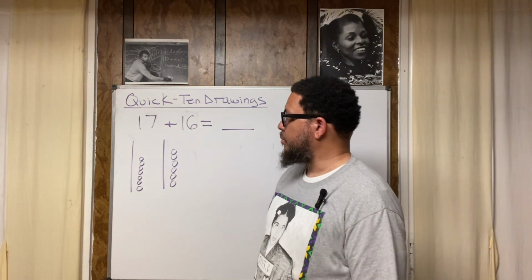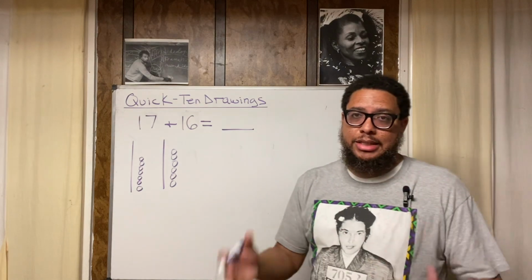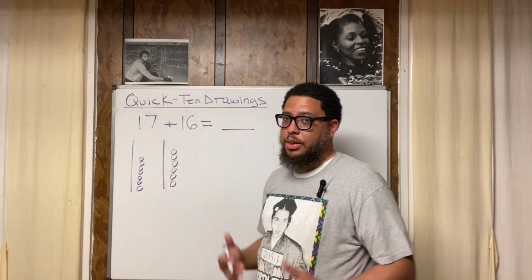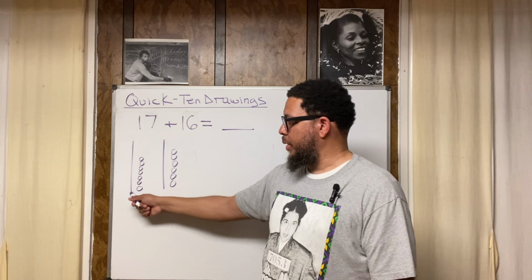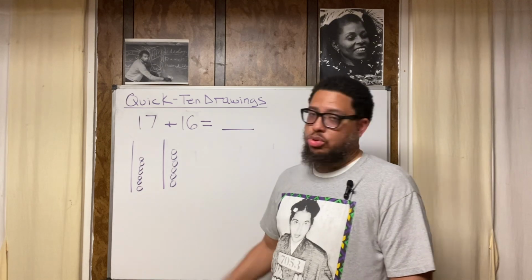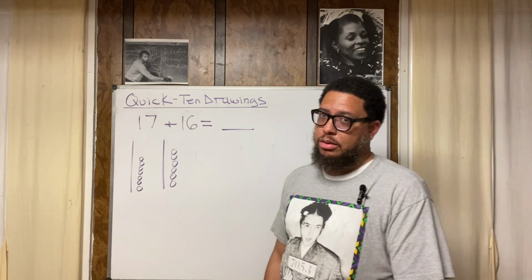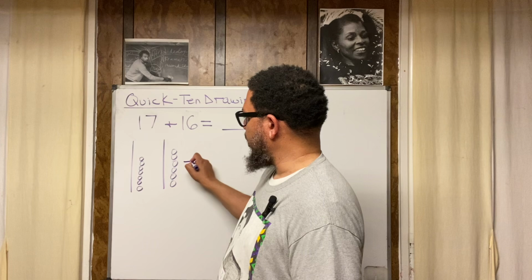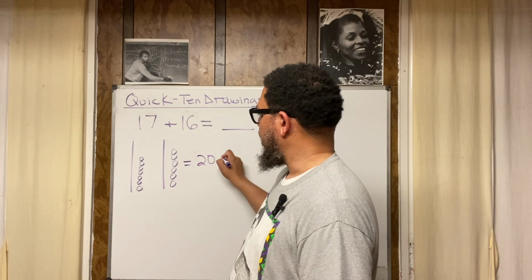All right. Now, what we're going to do next is we're going to combine all the 10s. Then we're going to combine all the 1s. When we combine the 10s, how many 10s do we have? We got two groups of 10. So that's 10 plus 10, which is 20. So we're going to put an equal sign and then put 20. Then I'm going to put a plus sign.